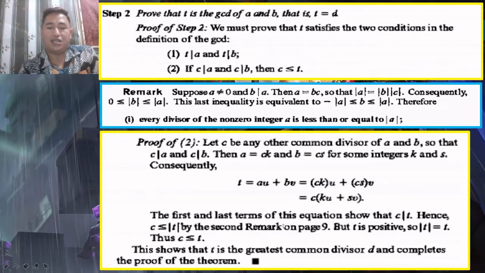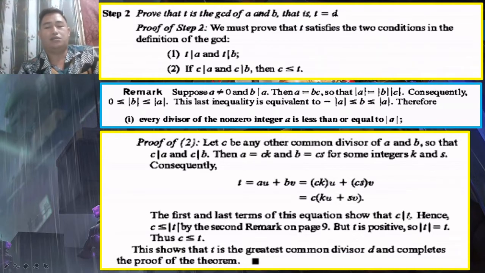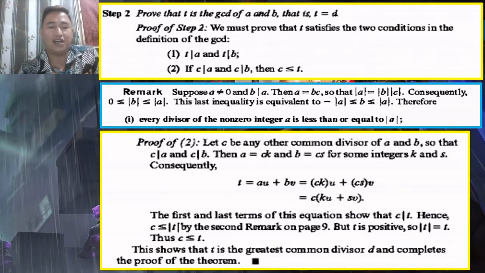The first and the last terms of this equation show that C divides T. Since T is a positive integer, if C divides it, C is small. Hence C is less than or equal to the absolute value of T. It is the absolute value because T could be negative.